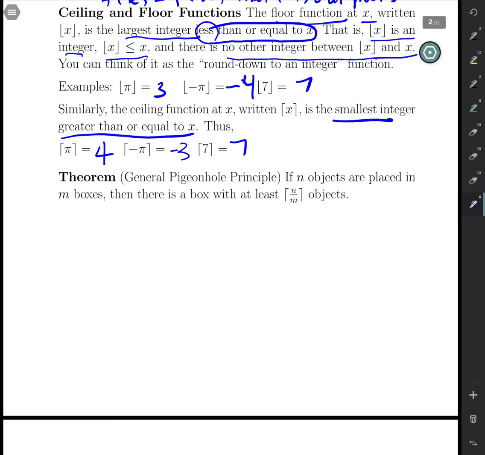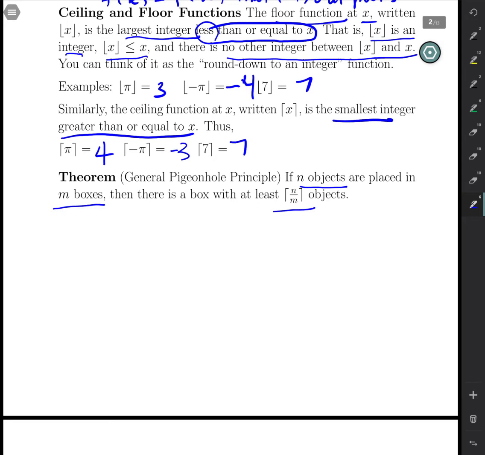Here's what it says. If you're going to place n objects in m boxes, then there is a box with at least the ceiling function of n over m. In other words, if you take n objects and put them in m boxes, you can divide n by m to calculate how you would most evenly put objects in the boxes. If you have a fractional part left over, you're going to have to go one more than that, and that's what happens with the ceiling function. You have to round up to the next one because some box has to contain that many.